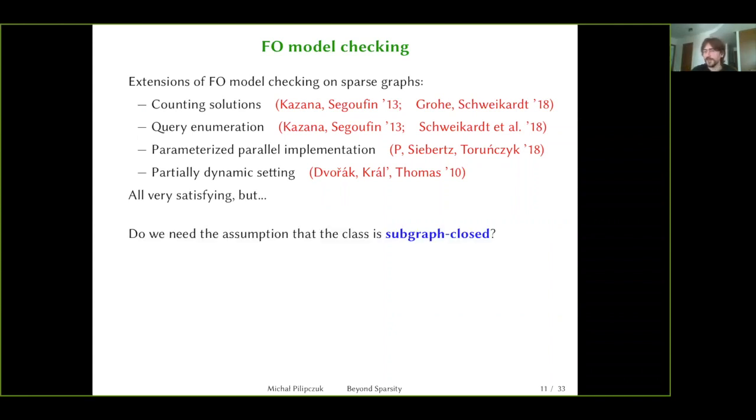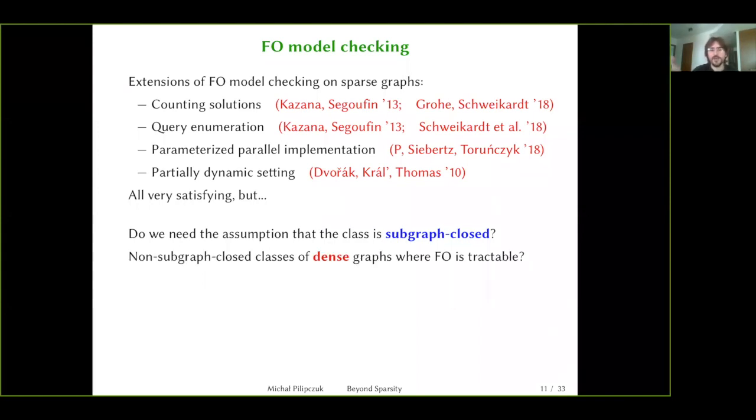However, there is one but. What about this assumption of subgraph closedness? We have shown that these theorems give you robust FPT algorithms on subgraph closed classes whenever the class is nowhere dense. But are there any non-subgraph closed classes of dense graphs where FO is also tractable, right?